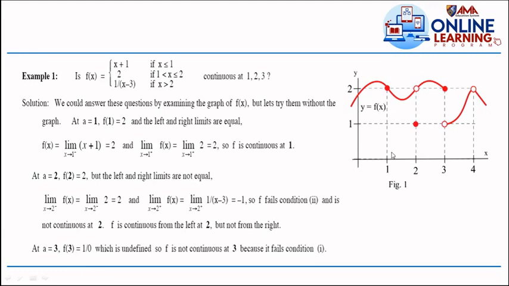So f is continuous from the left, but not from the right. And also at a equal to 3, f(3) is equal to 1 over 0. 3 minus 3 is 0, which is undefined. So f is not continuous at 3 because it fails the given condition on the first statement. By means of the graph alone, we can say where the point is continuous or not.